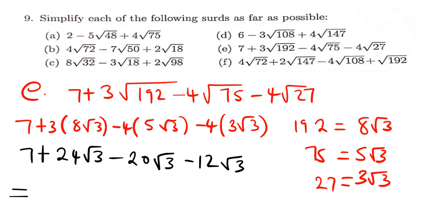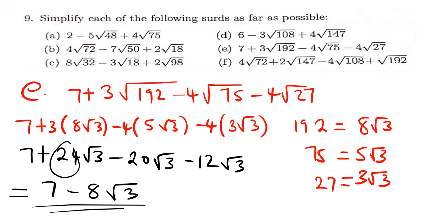Okay, then you solve. 7 is going to be maintained. However, you're now going to add 24 minus 20, that is a 4. 4 minus 12 will give us negative 8 root 3. So this will be your final answer.